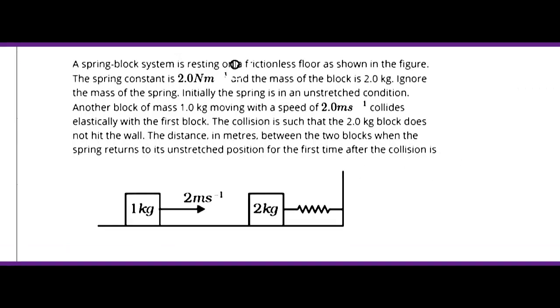Hello students, today our question is: a spring block system is resting on a frictionless floor as shown in the figure. The spring constant is 2 Newton per meter and the mass of the block is 2 kg. Ignore the mass of the spring. Initially the spring is in an unstressed condition. Another block of 1 kg mass moving with speed 2 meter per second collides elastically with the first block.